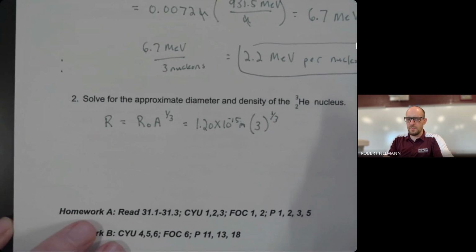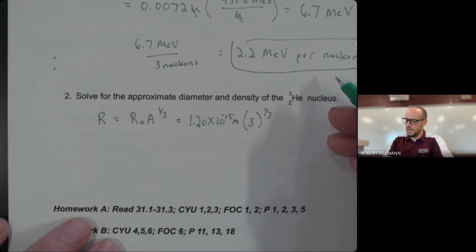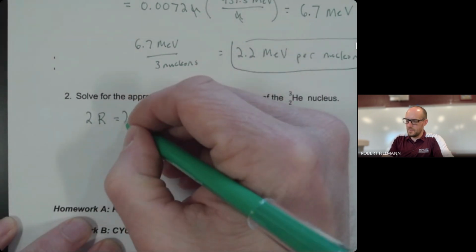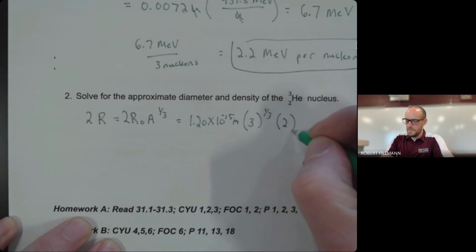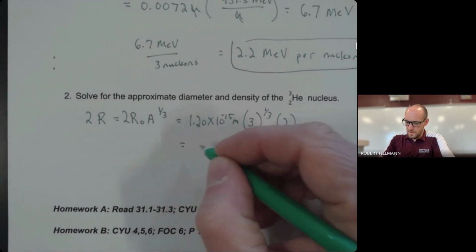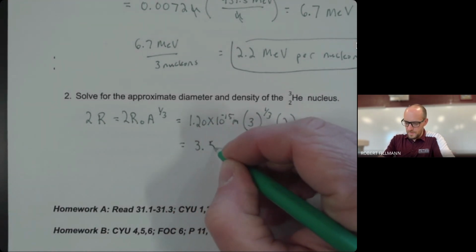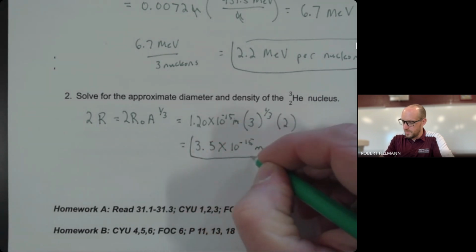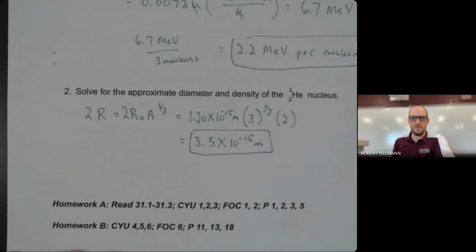So this will give me the radius of the nucleus, and it asks me to find the diameter. So the diameter is going to be twice that. So I double this number, we'll get the diameter. So we'll check that on my calculator here. This comes out to be 3.5 times 10 to the negative 15 meters. How far apart one side of the nucleus is from the other.